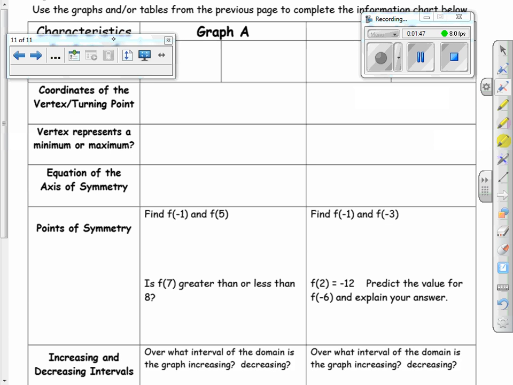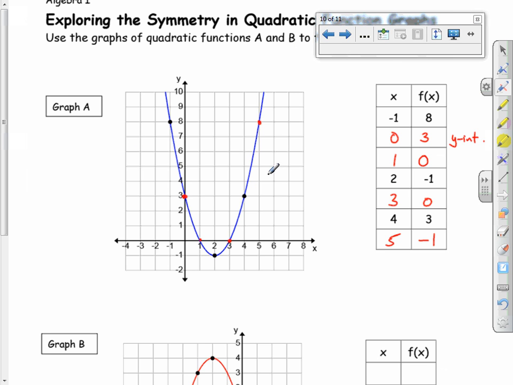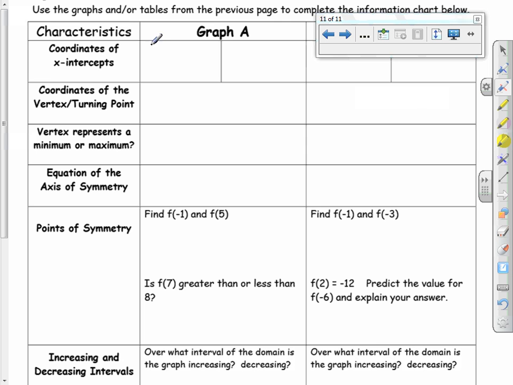So on the next page, you'll be taking some of those characteristics that we discussed in class and looking at the graphs to determine them. The first one up is coordinates of the x-intercepts. Let's go back to the graph, see if we can find that. Remember, an x-intercept is a point where the graph hits the x-axis. Notice this parabola has two x-intercepts, here and here. If you look in the table, they can be found in these two rows. So the x-intercepts are 1, comma 0 and 3, comma 0.